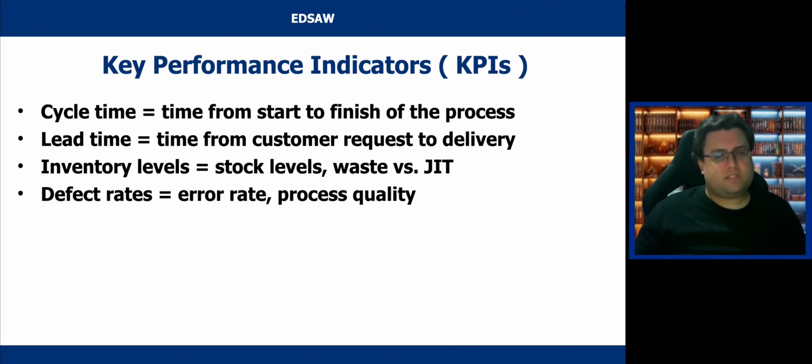The third indicator is inventory levels. Too much inventory means waste and tied up money. Too little inventory can lead to shortages. Getting the balance right is key, and this is where the just-in-time principle comes into play.